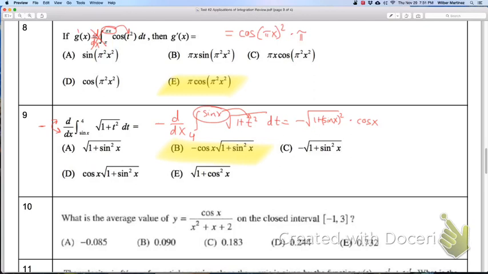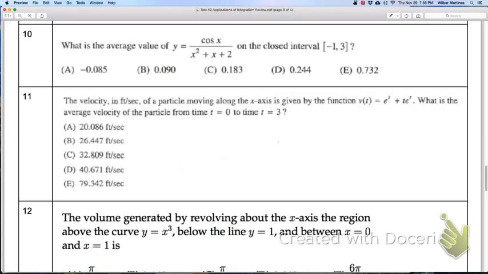Number 10 says, what is the average value of that function on the closed interval from -1 to 3? Let me unpause it so we can move it up just a little bit. Number 10 is asking about the average value of this function. So remember, the average value formula looks like this. It's 1 over b minus a, so 3 minus -1, of the integral from -1 to 3 of this function dx. Maybe I should write the actual function out. Cosine of x over x squared plus x plus 2 dx.